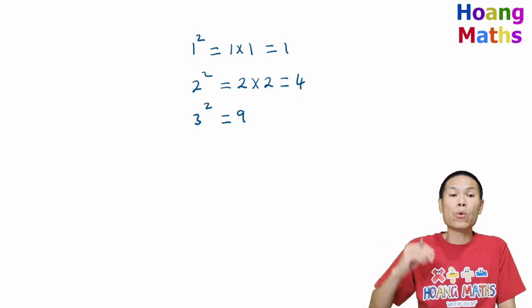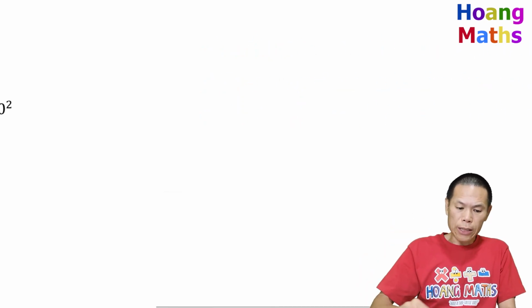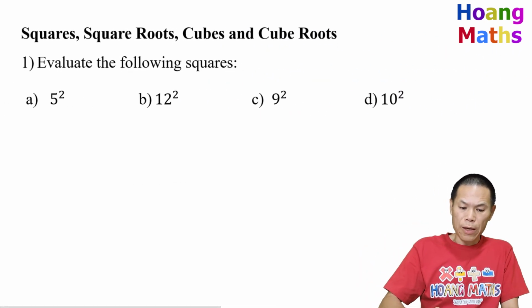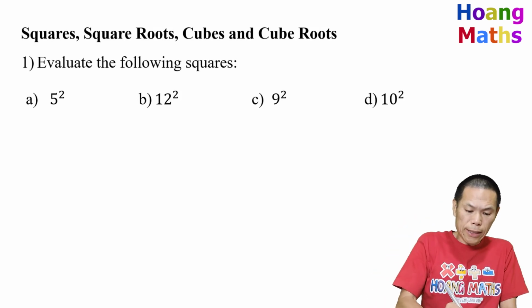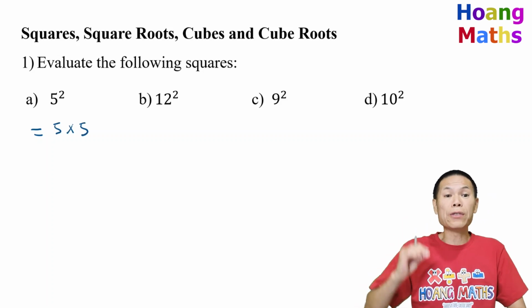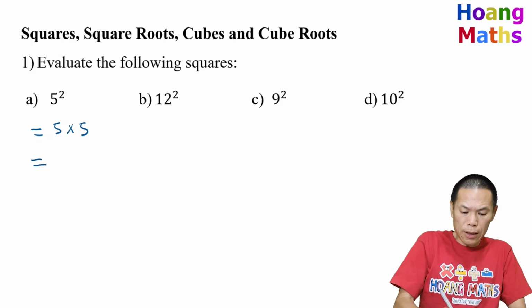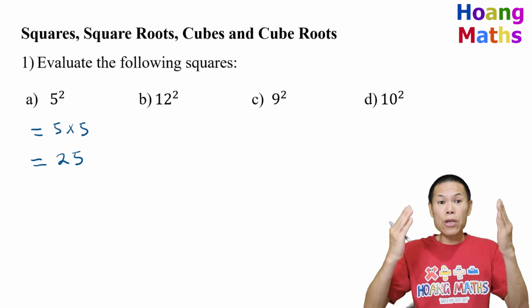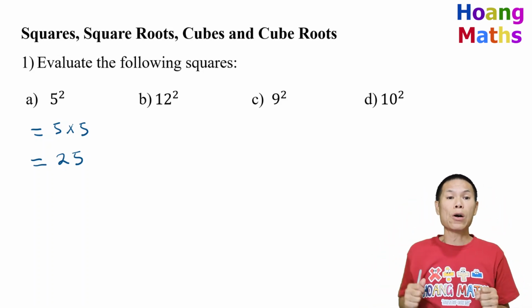If it's 10 squared, that means 10 times 10. So let's go through the first one. Part A: 5 squared, we need to evaluate this. 5 squared is 5 times 5, and we know that 5 times 5 is 25. So that means it's equal to 25. There you go. Please pause the video and try this one yourself.